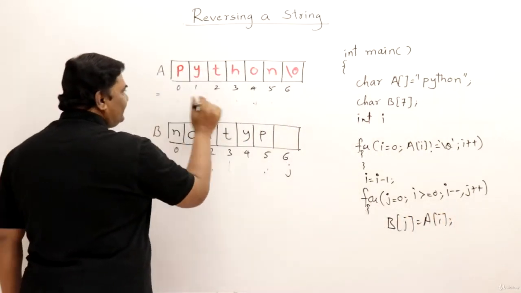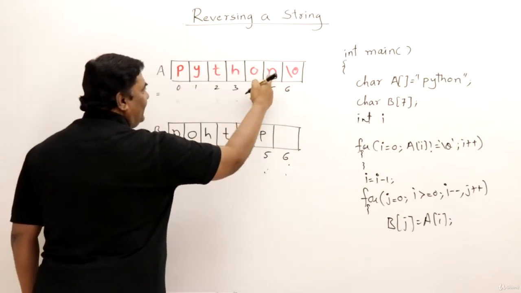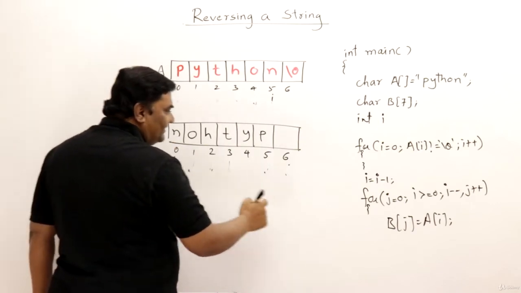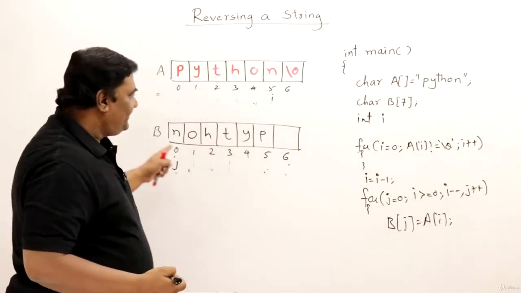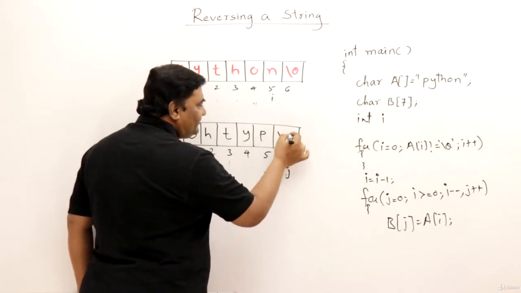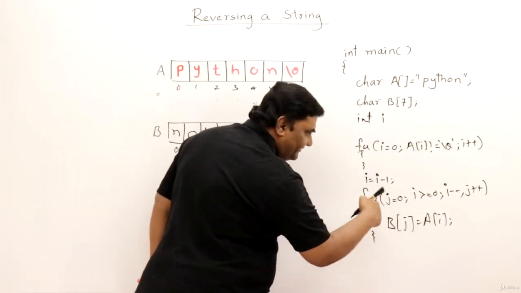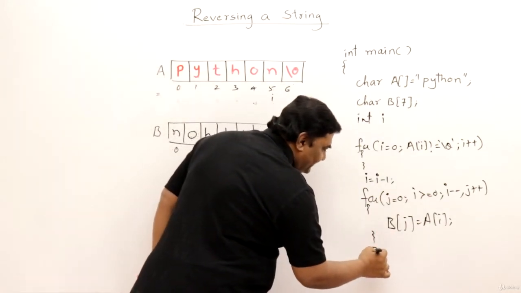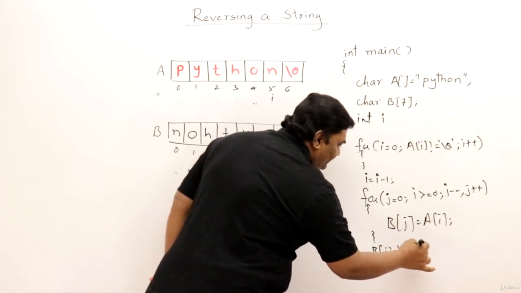See, initially when I was here, if you look at this, j was here, copy the element of A of i in B of j. So B of j assign A of i. So after finishing copying all the elements, when j has reached here, I should add \0 here in B. So after the for loop, once I have finished everything, then B of j should be assigned with \0.